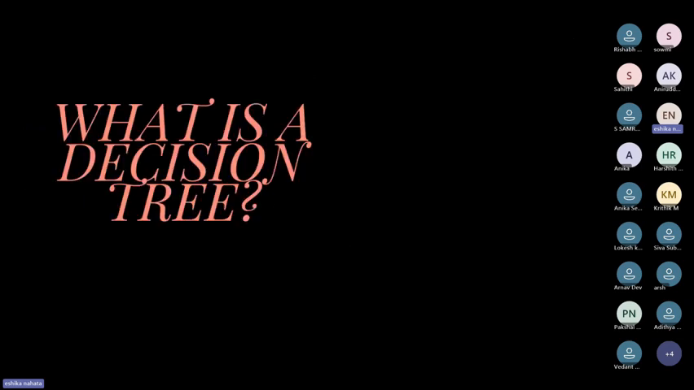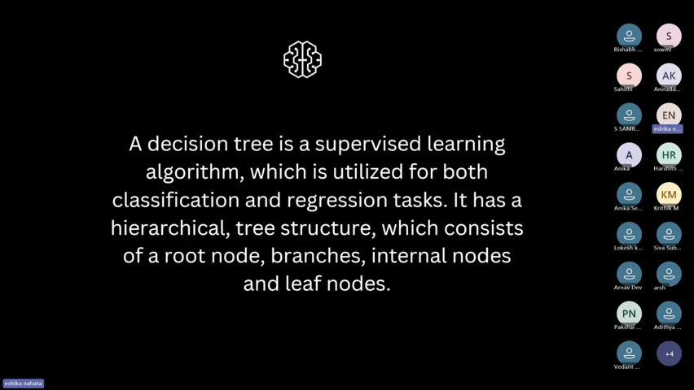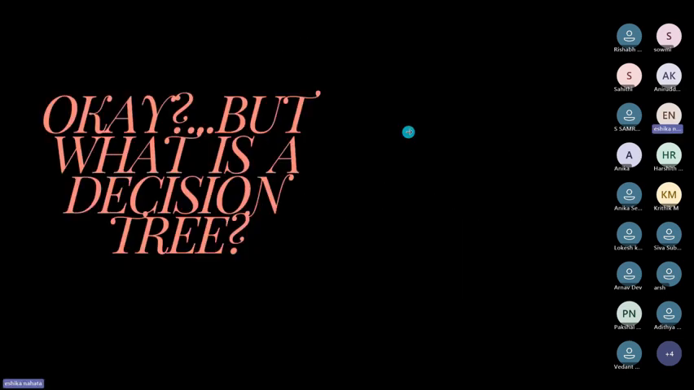Okay, so firstly, what is a decision tree? It's a supervised learning algorithm, which means that we are trying to predict known labels from certain features. And this can be utilized for both classification and regression tasks. So essentially, as the name suggests, it has a hierarchical structure where we have a root node, branches, internal nodes, and leaf nodes. So this is about the structure of the tree. But what exactly is a decision tree?